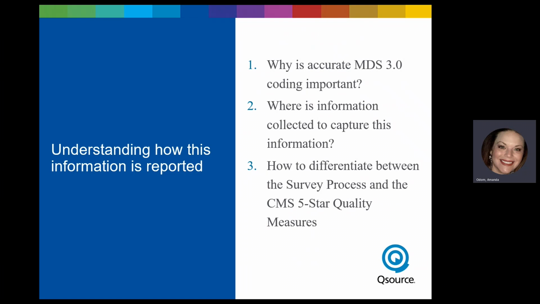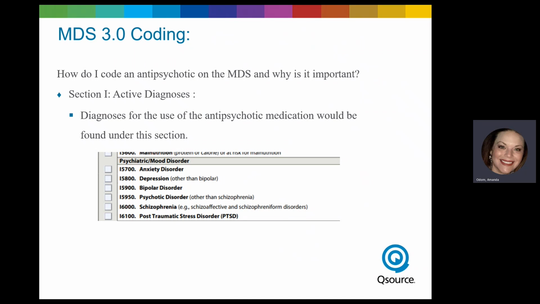To better break this down, we need to discuss why accurate MDS coding is important, where the information is collected, captured on the MDS, and how this differs between the survey process and the CMS 5-star quality measurement report. How do I code an antipsychotic on the MDS and why is it important?